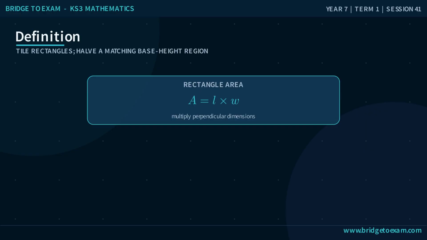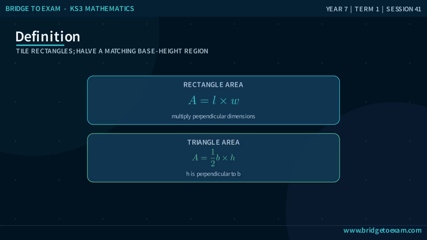A rectangle can be tiled with equal unit squares, so its area is length multiplied by width. A triangle with the same base and perpendicular height has half the area of its matching rectangle or parallelogram.